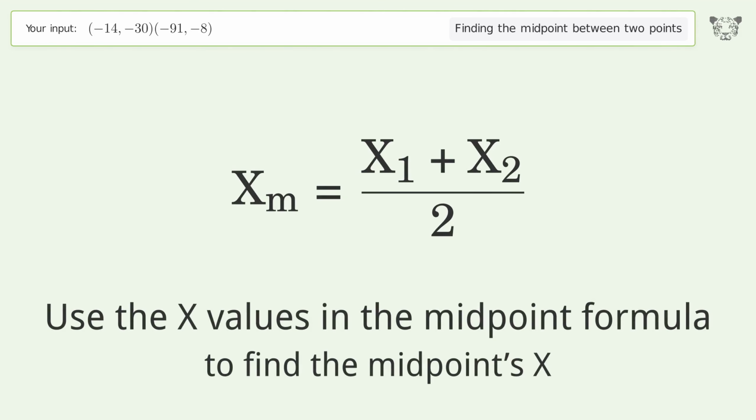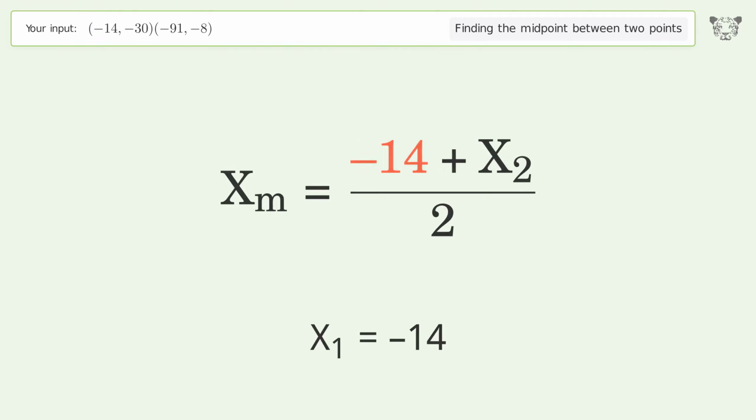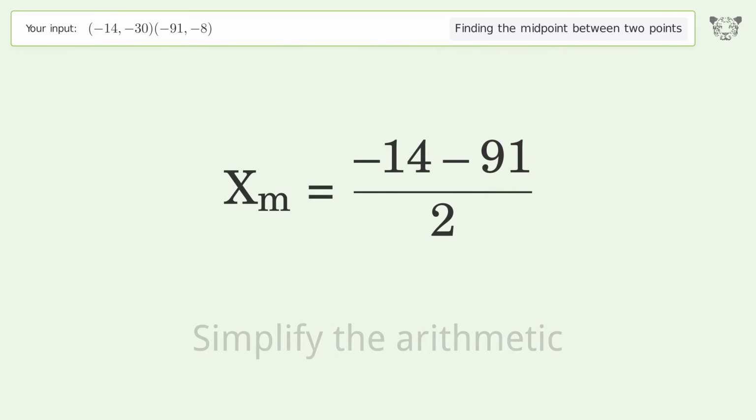Use the x values in the midpoint formula to find the midpoint's x. x1 equals negative 14. x2 equals negative 91. Simplify the arithmetic.